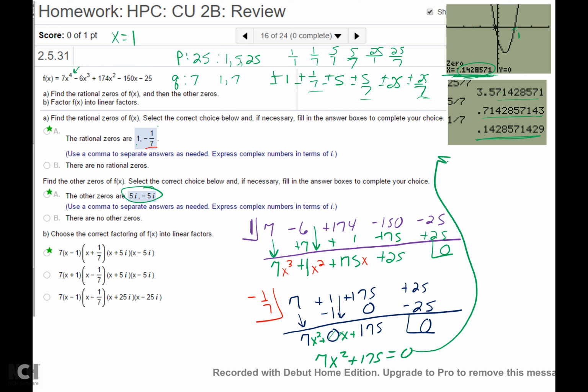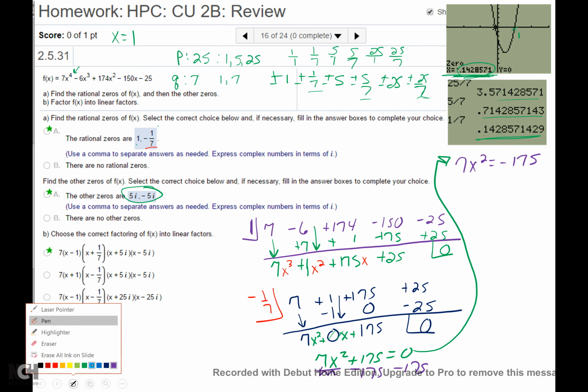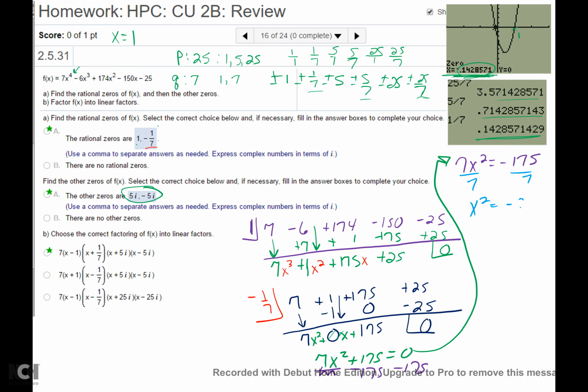I'm going to come up here. Okay, and I'm going to do this down here. So I'm going to subtract 175, subtract 175. That's going to give me 7x squared equals negative 175. Then I'm going to divide by 7. Divide by 7, I get x squared equals negative 25. Then I'm going to square root, and I get x equals plus or minus 5i because of the negative.